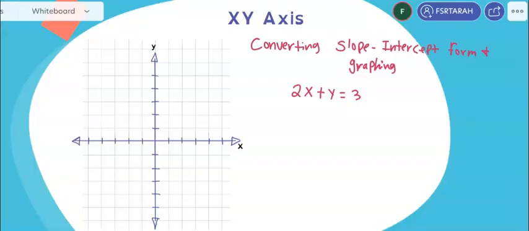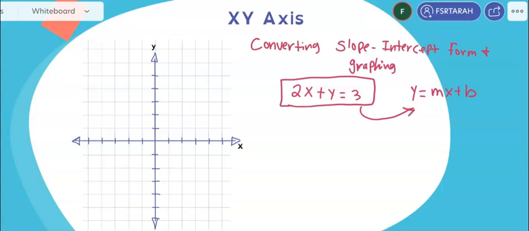And in today's lesson, we're going to be talking about converting to slope-intercept form and graphing them. Sometimes you get a problem, an equation like this, and you wonder, how can I graph it when it doesn't look like the slope-intercept form, which is y equals mx plus b? So we need to change this first so it can look like this. And then we can plot it and graph it. All right, I will show you how.